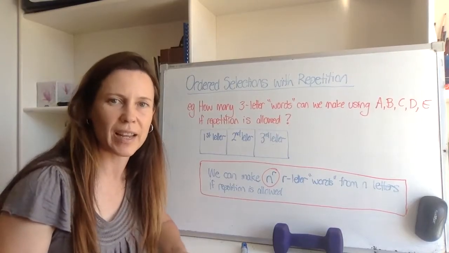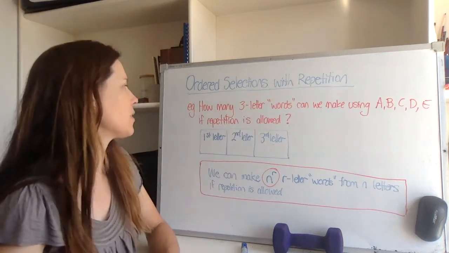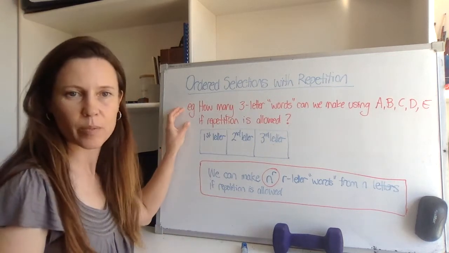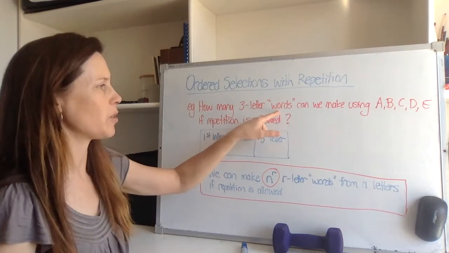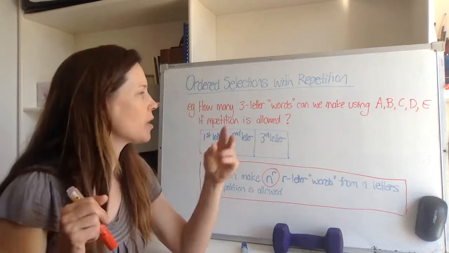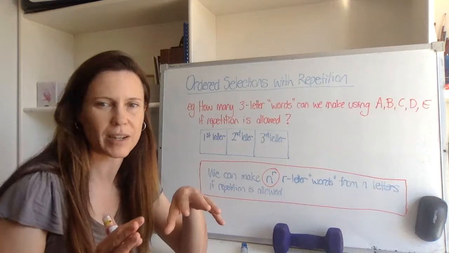Let's start by looking at how many ways you can make an ordered selection when you are allowed to repeat an item. So the easiest way to do it is to probably start with an example. How many 3-letter "words" — I've put the word words in inverted commas there because we don't need our words to be proper words in the English language, it's just a combination of letters.